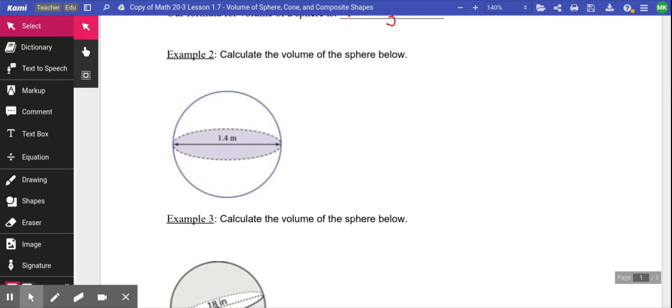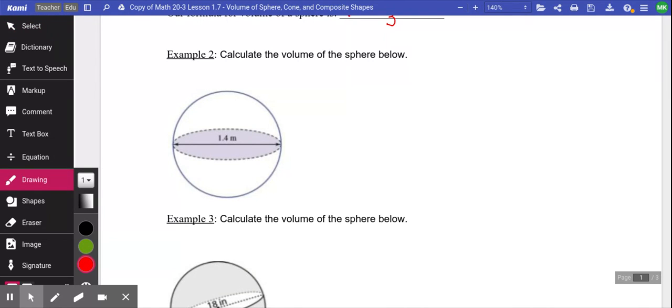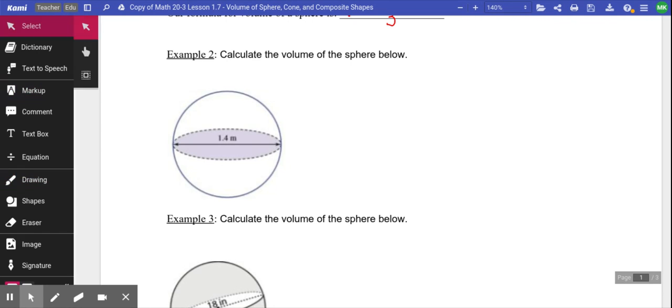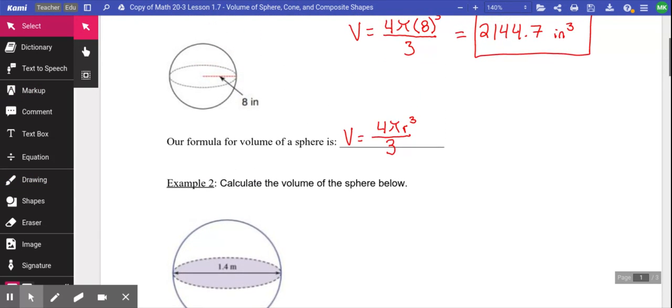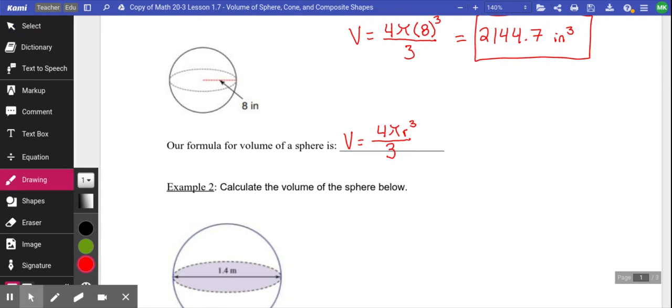Yeah, for sure. So this sphere down here, I already did divide by 3. Jeez, that's a lot. It's big. So the volume of the sphere is 4 pi r cubed divided by 3.